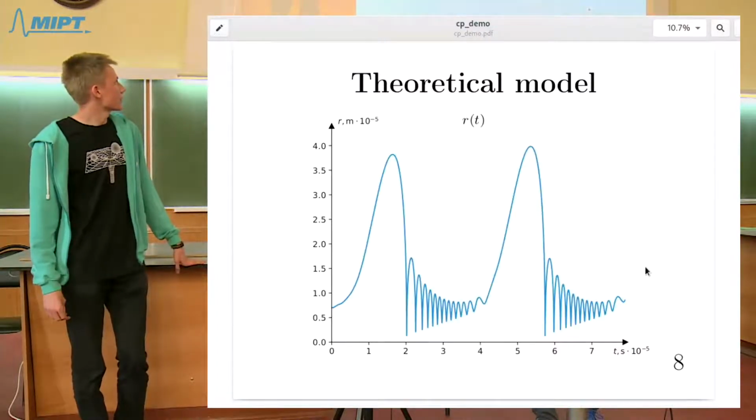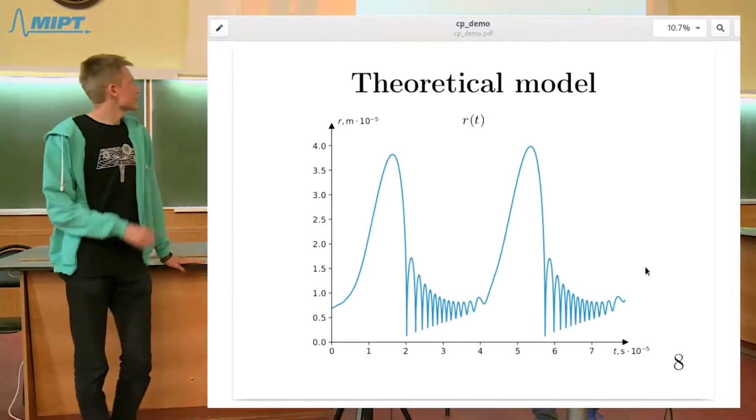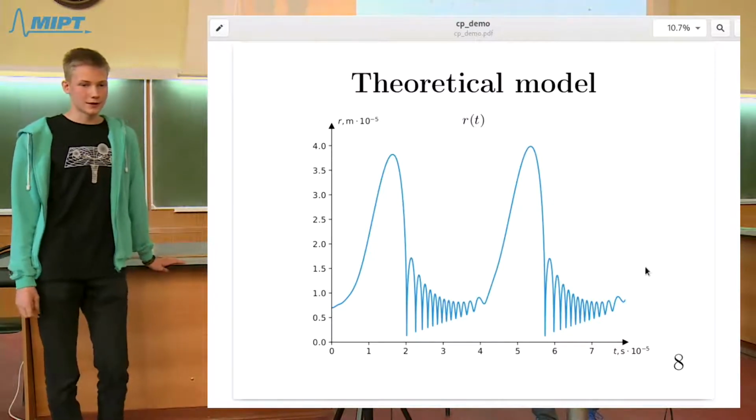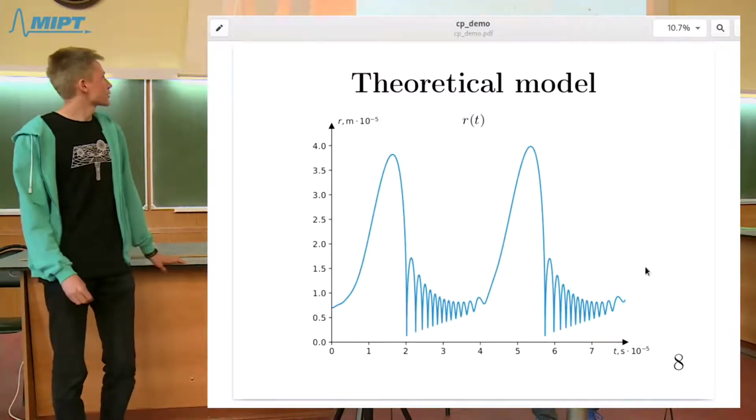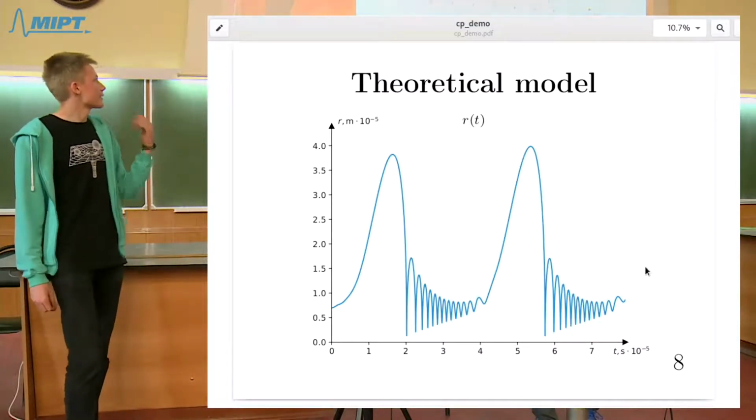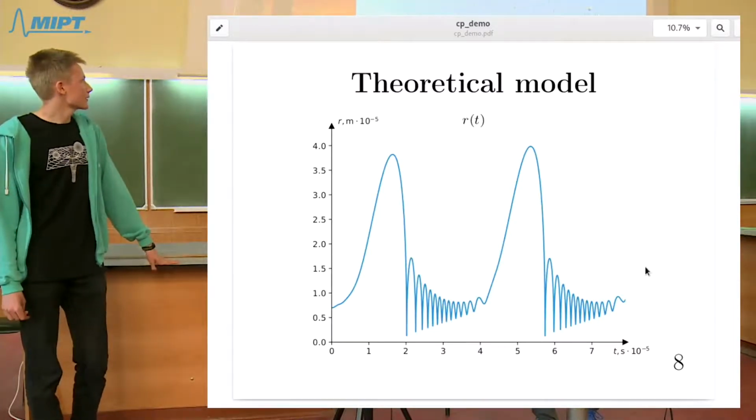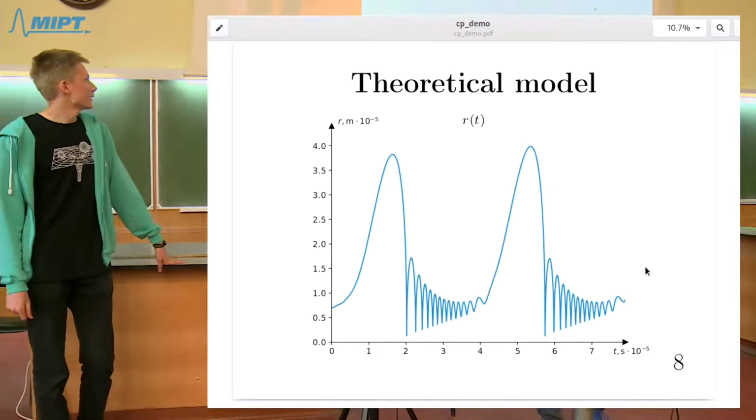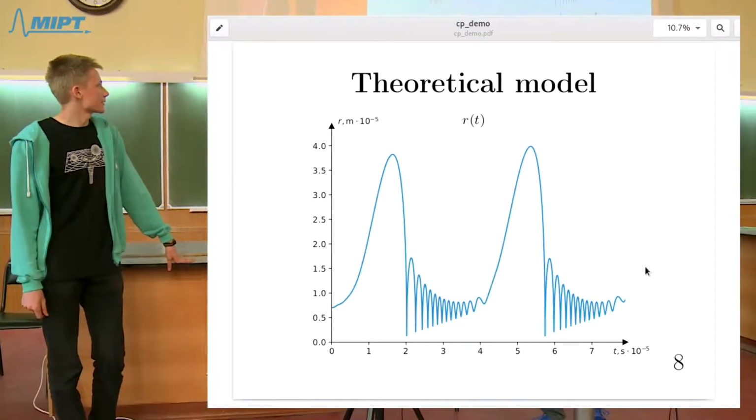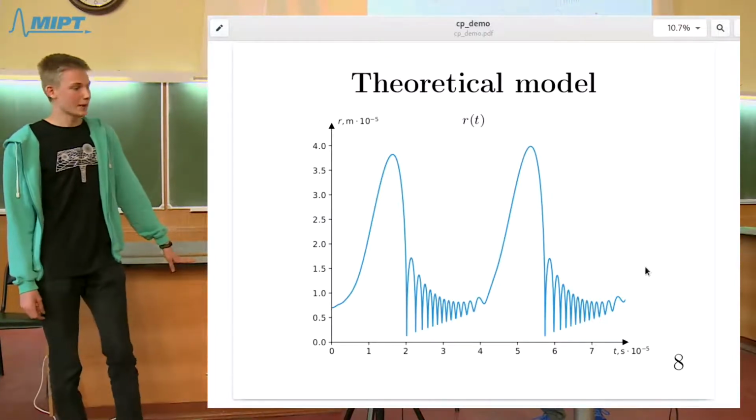So our theory predicts this plot of radius of the bubble versus time. You can see on the plot that the bubble has very rapid compression at some moments, and also you can see self oscillations of the bubble. We will return to them later.